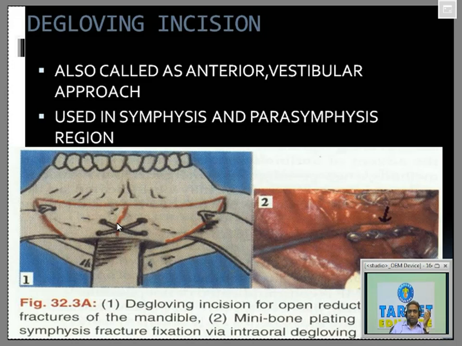So here I just want to tell you that once you do the fixation, there are various types of plates and screws. We have 2-hole with gap, 4-hole with gap, continuous plate. We have an orbita shaped plate.